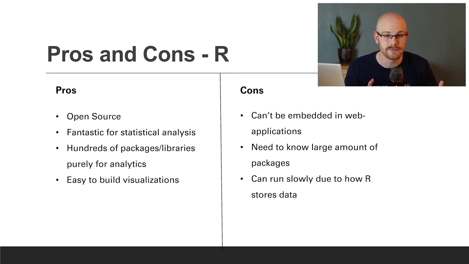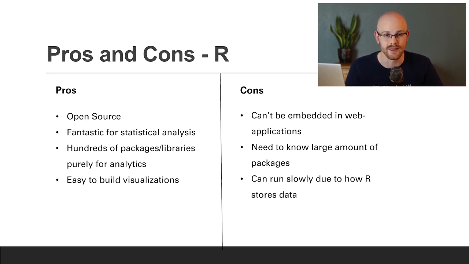You need to know a large amount of packages and libraries. You can't just know like one or two. Kind of like in Python, you can know pandas and you can do a lot of different things with it. R doesn't really have that. You have to know several things in order to get one task done. And lastly, R can run slow because of how it stores its data. So those are some of the pros and the cons of R.